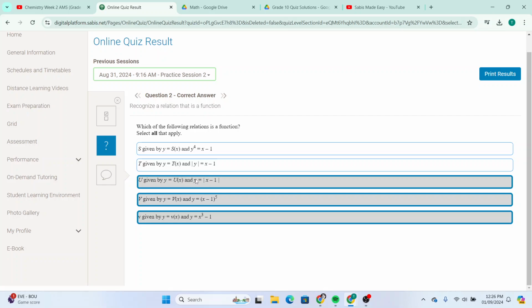Now, u given by y equals u of x, and y equals the absolute value of x minus 1. As you can see, y is isolated. There's nothing that could make it have two values, so this is fine. X minus 1, this is fine. Okay.